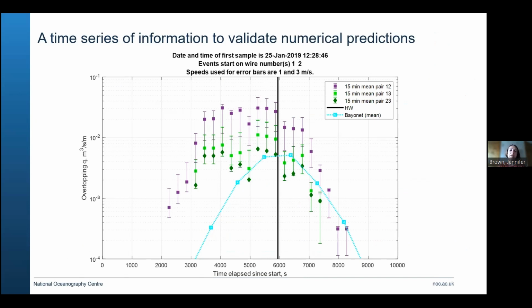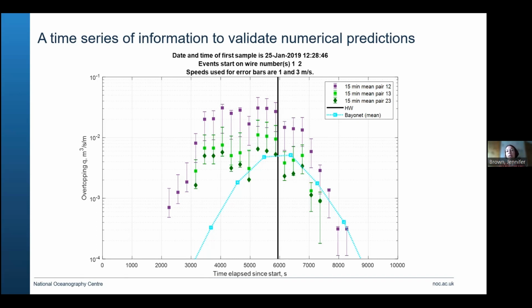You can also get a time series of the data by looking at the individual wires. Now, the cyan line here is a prediction using one of the predictive tools that HR Wallingford have developed. The vertical black line is showing when high tide is, and the cyan line is very symmetrical either side. So as the tide comes in, overtopping increases, and as the tide goes out, overtopping decreases. And that's because the water level is coming in and out and bringing the waves towards the seawall, up the seawall, back down the seawall, and then back out along the beach.